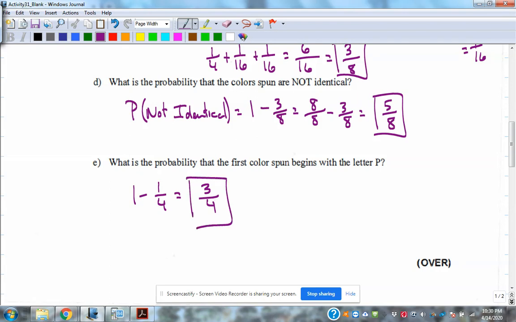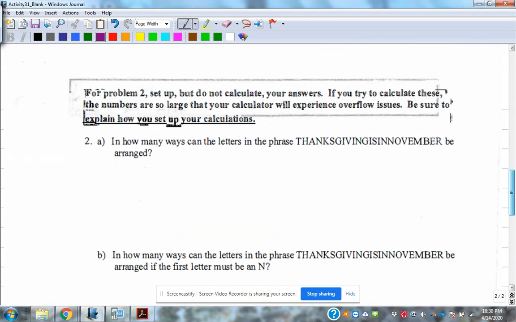Fairly simple one there if you just think about just the first spins, because that's the only one they did ask about. Okay, all right, let's go to a little bit more difficult counting principle type problem.